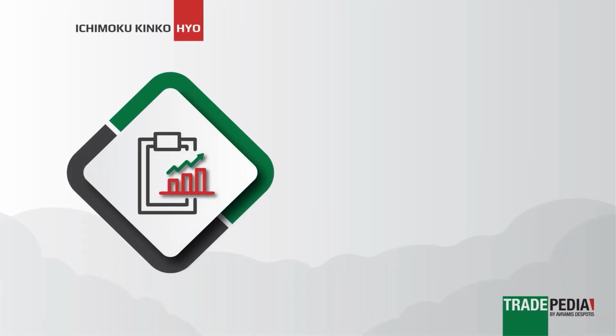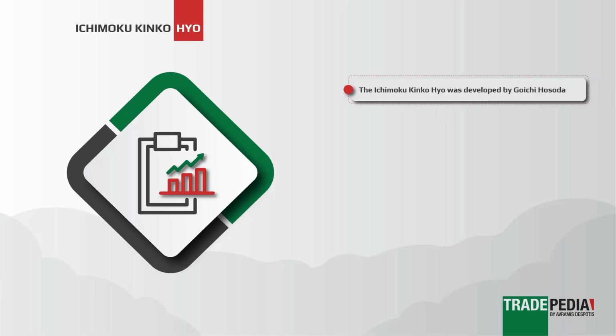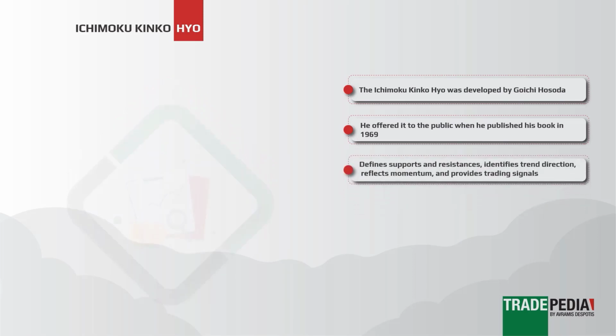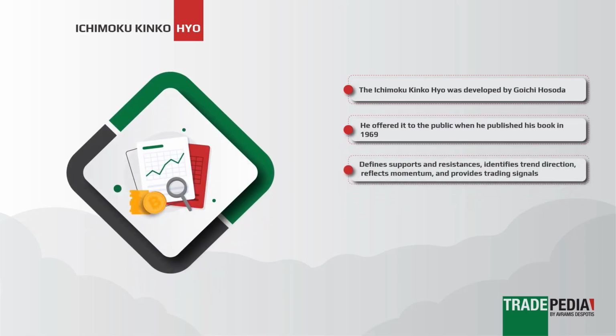The Ichimoku Kinko Hyo was developed by Goichi Hosoda, a Japanese journalist writing under the name Ichimoku Sanjen. He developed this charting technique before World War II and offered it to the public when he published his book in 1969. It is a versatile indicator that defines supports and resistances, identifies trend direction, reflects momentum, and provides trading signals.